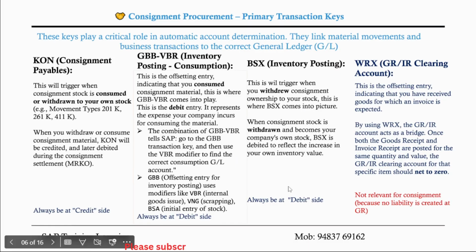Let's understand in more detail the consignment procurement account transaction keys. I have created other videos explaining these concepts, how these account transaction keys trigger and when they trigger. But I felt it is good to explain one more time, to be more precise and for better understanding. So please follow this video, be with me, and if you pay attention, I'll make it more logical and engaging.